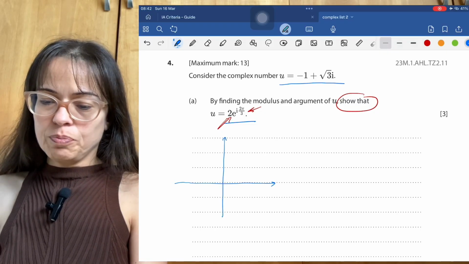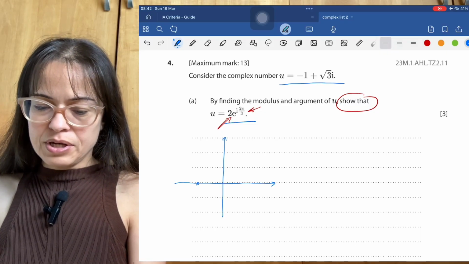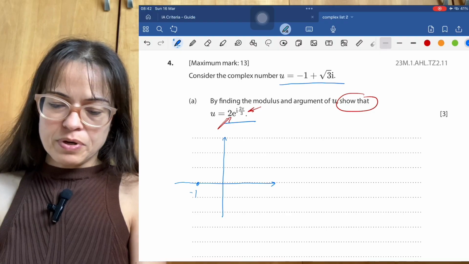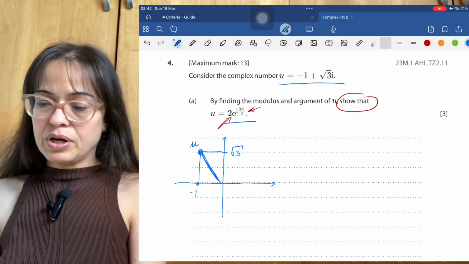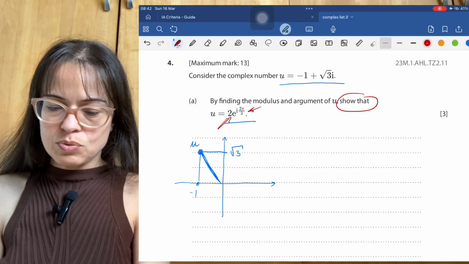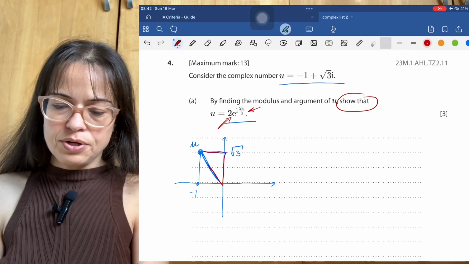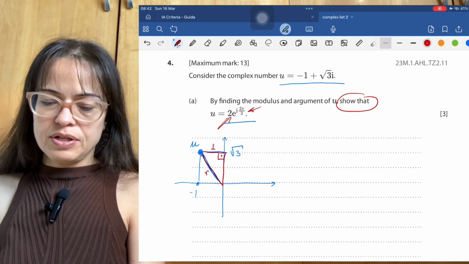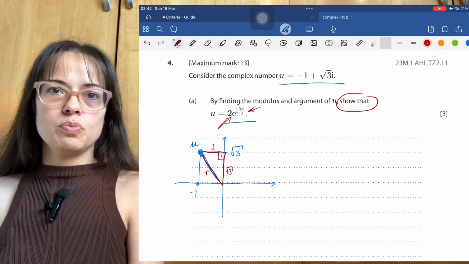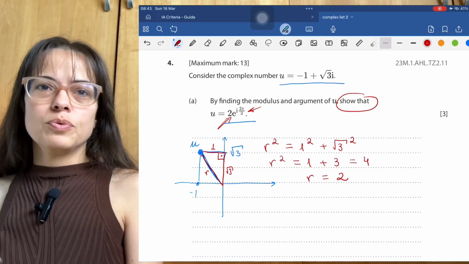But anyway, the real part of the number is -1, and the imaginary part is the square root of 3. So that is the number right there. And if I look at this right triangle here, the hypotenuse is going to be the radius, but this is 1 and this is √3. So I'm just going to do Pythagoras and find that r equals 2.